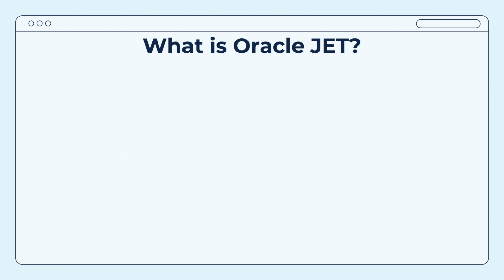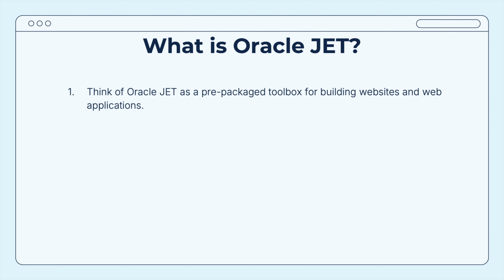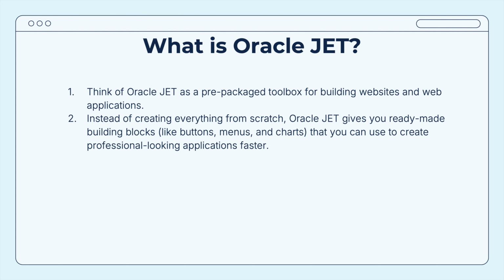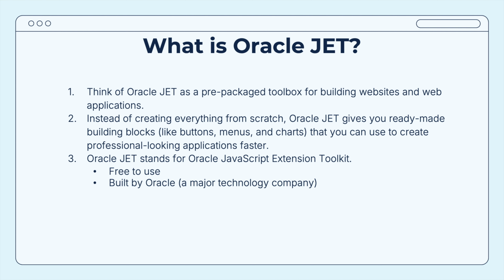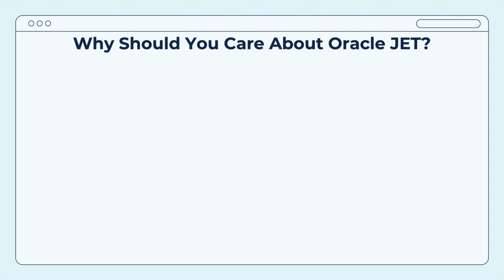What is Oracle JET? Think of Oracle JET as a pre-packaged toolbox for building websites and web applications. Instead of creating everything from scratch, Oracle JET gives you ready-made building blocks like buttons, menus, and charts that you can use to create professional-looking applications faster. Oracle JET stands for Oracle JavaScript Extension Toolkit. It's free to use, open source, built by Oracle, and designed to help you create modern, interactive websites and apps.